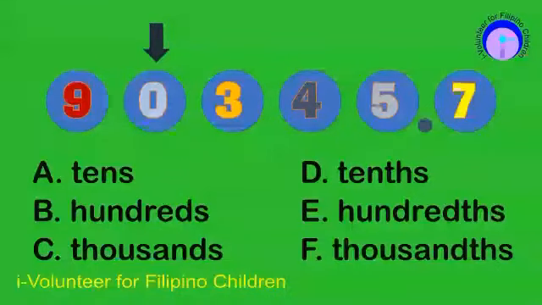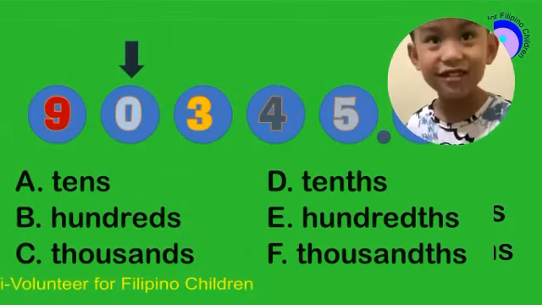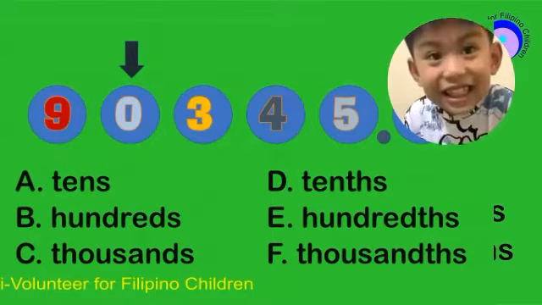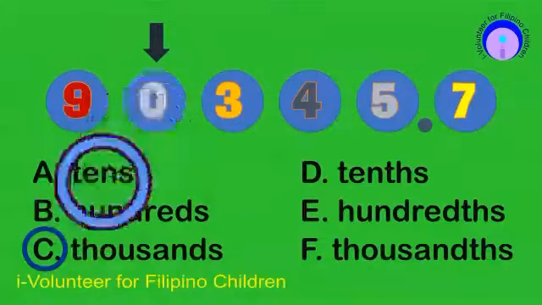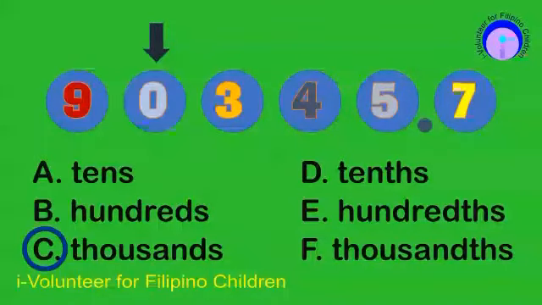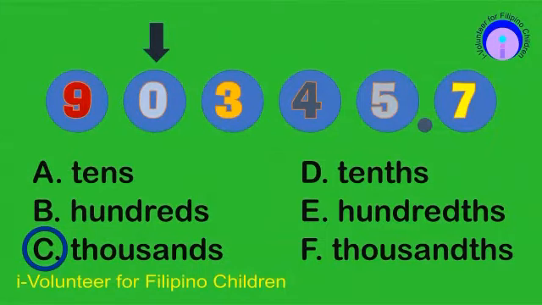What is the place value of the digit 0? C. Thousands. Tama kaya ang sagot nila? Oh yes, tama! Digit 0 is in the thousands place. Let us go to the next number.